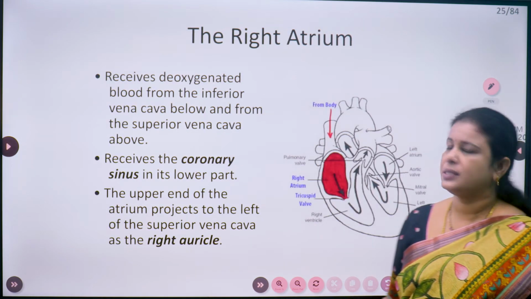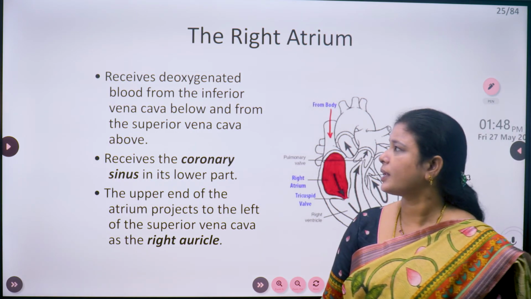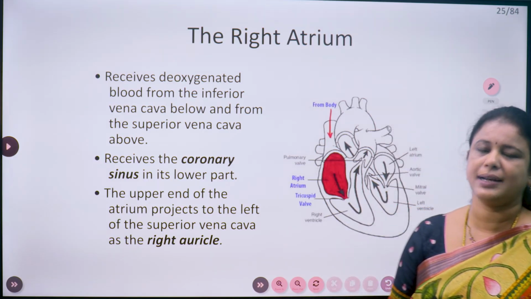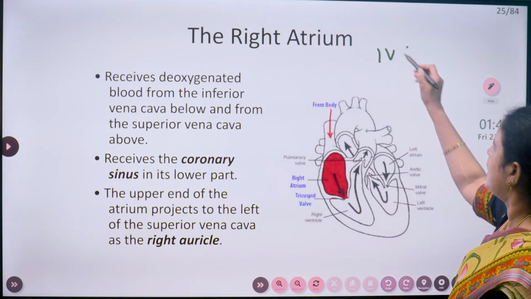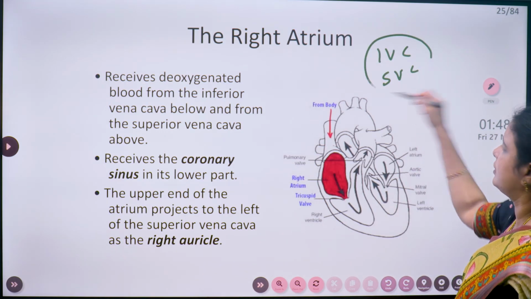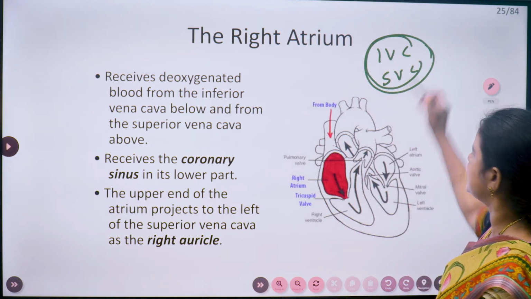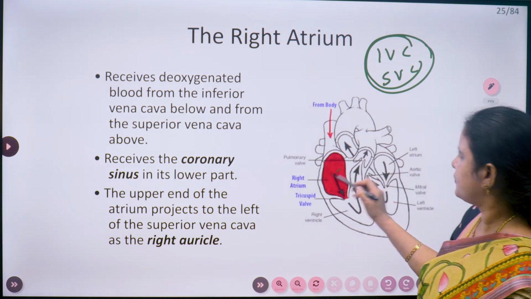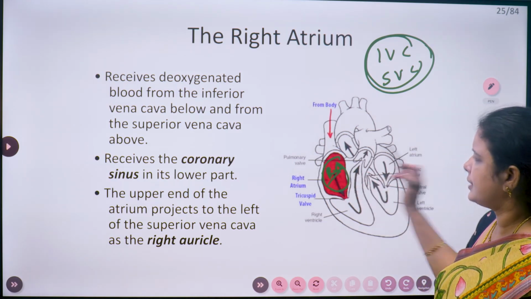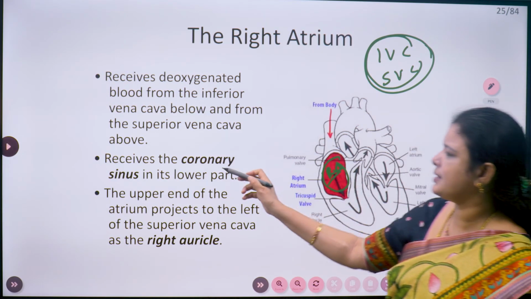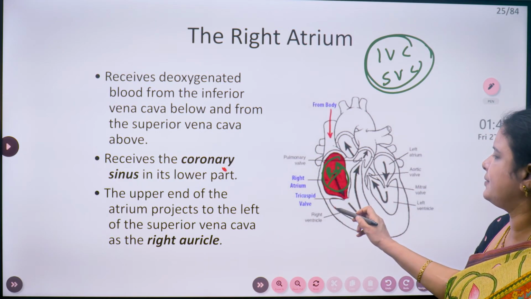Right atrium. The right atrium receives deoxygenated blood from the inferior and superior vena cava. The inferior and superior vena cava bring deoxygenated blood into the right atrium. It also receives the coronary sinus, in its lower part.